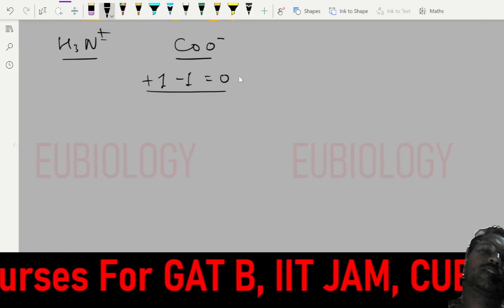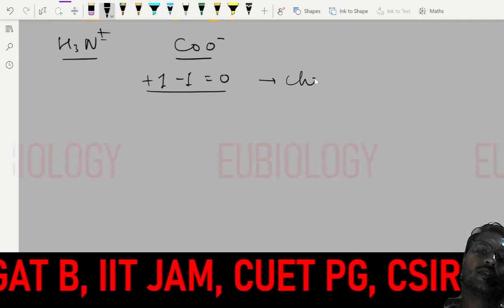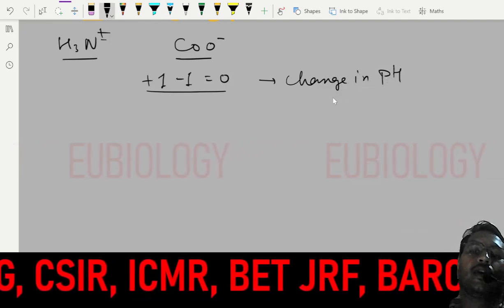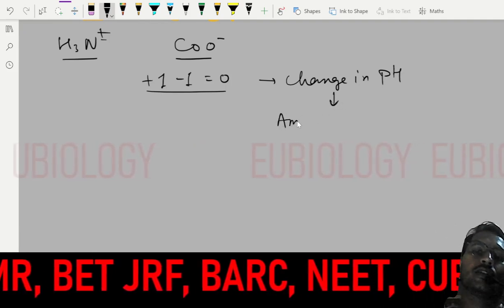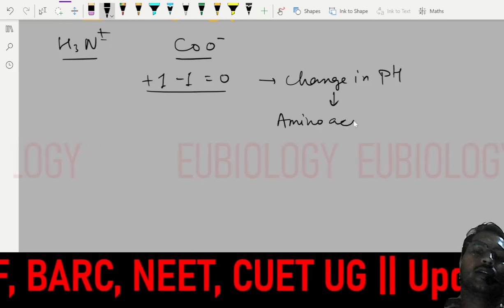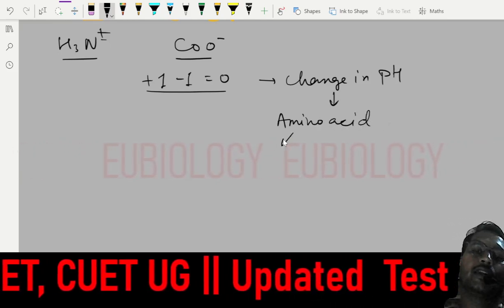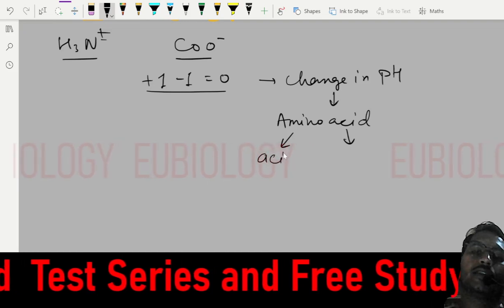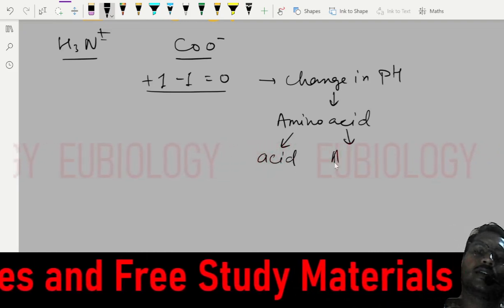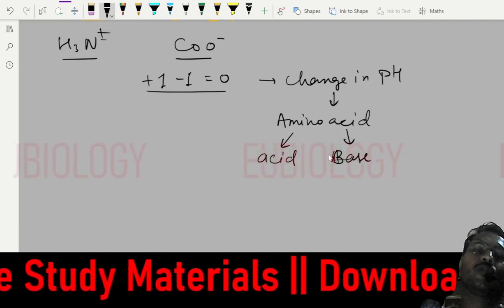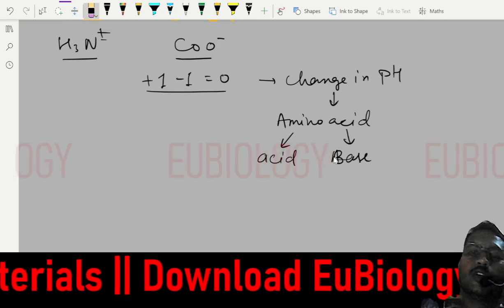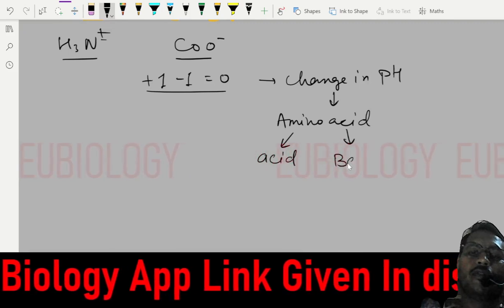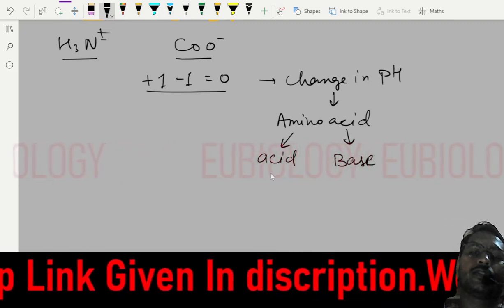But because of a change in pH, the amino acid will get a charge. An amino acid can behave either as an acid or as a base. So before moving to the amino acid isoelectric point and all, we'll try to understand what is acid and what is base.